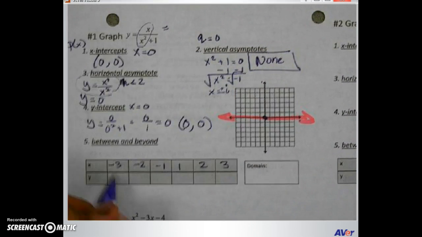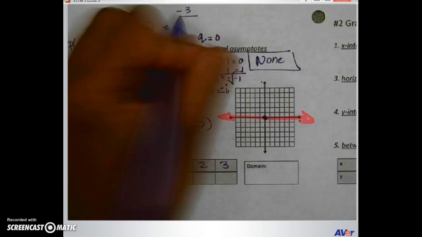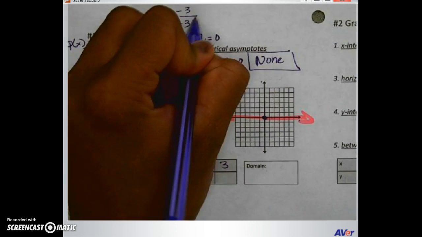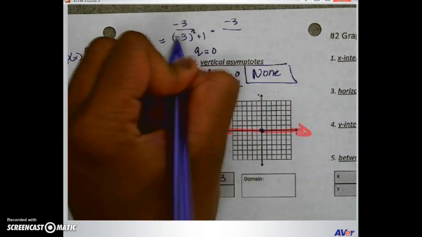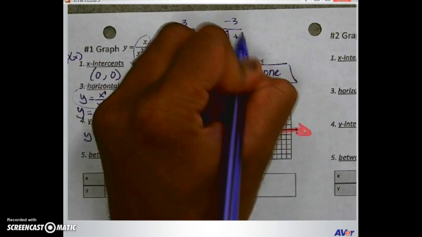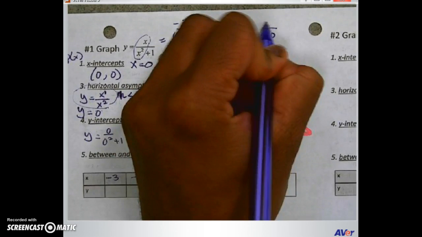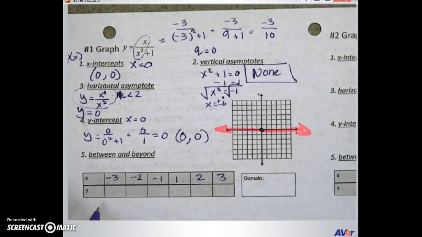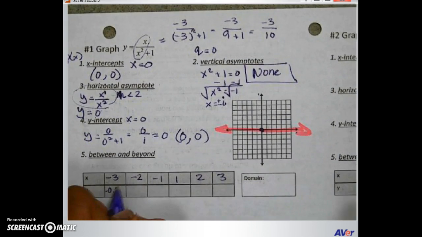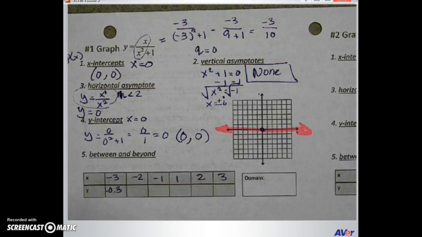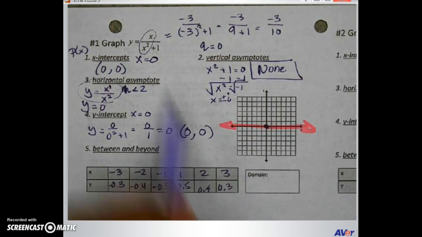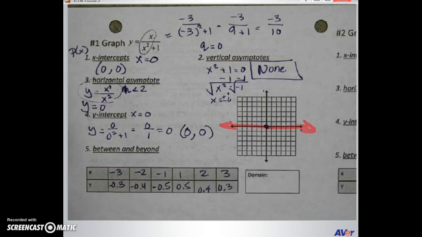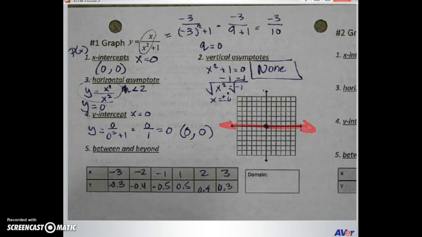So y, let's go with negative 3. So negative 3 over negative 3 squared plus 1. Negative 3 over negative 3 squared is 9 plus 1 is 10. Negative 3 over 10. So this is negative 0.3. Now if you can please trust my math, then you will find the following. So this is what I get when you plug these numbers into this equation. Don't believe me? You can please go ahead, press pause and check them all for yourselves, but this is really what happens.